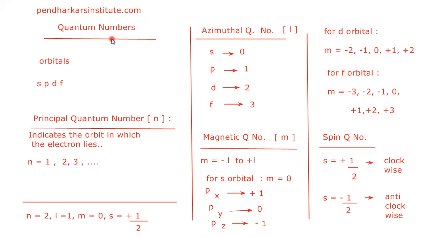Now, I will explain about quantum numbers. Earlier, we have seen that there are orbitals in an atom. Orbitals are regions in space where chances of finding an electron are maximum. There are four types of orbitals: s, p, d, and f. And then an electron will be present in one of these orbitals. Now, quantum numbers are a set of four numbers which help us to designate an electron in an atom.